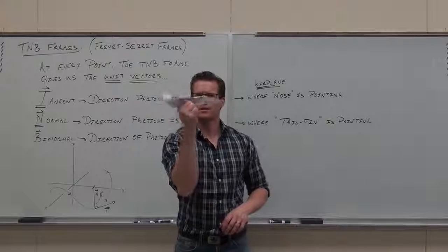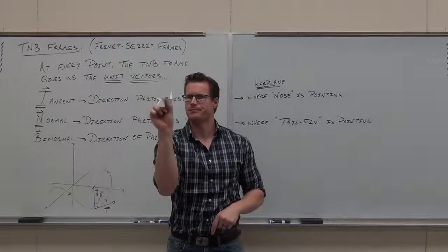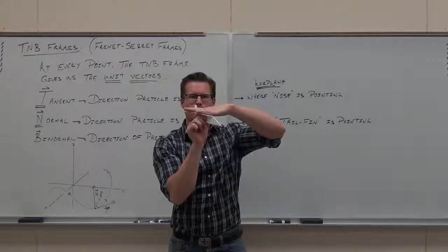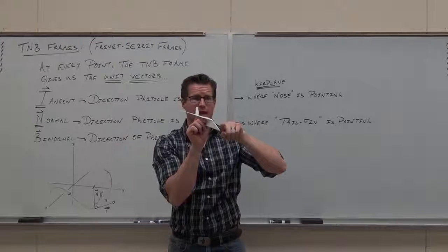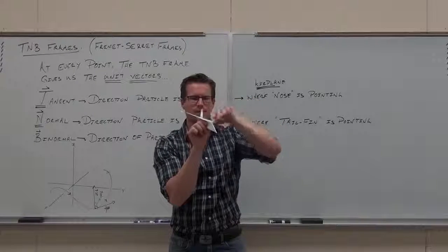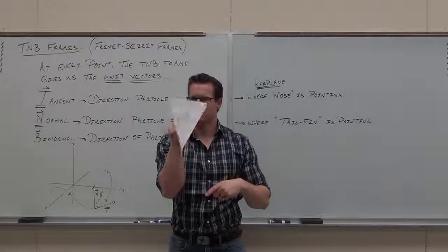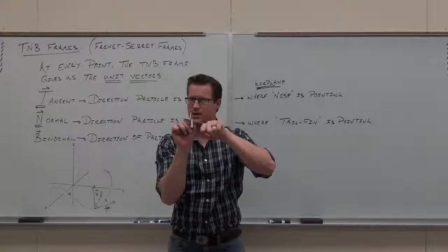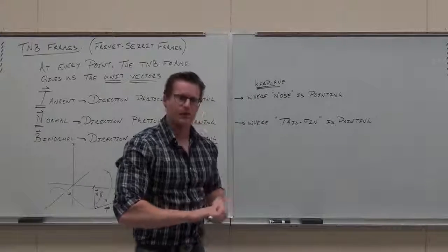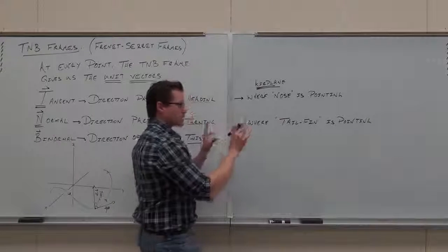What's going to give us the B? Here's the nose, here's the tail fin. What gives us the B? The wings. The wings are both perpendicular to the T and they go this way. Here's the T, here's the N, here's the wings. So it's perpendicular to both the T and the N. The wings represent what the binormal does, where the wings are pointed.